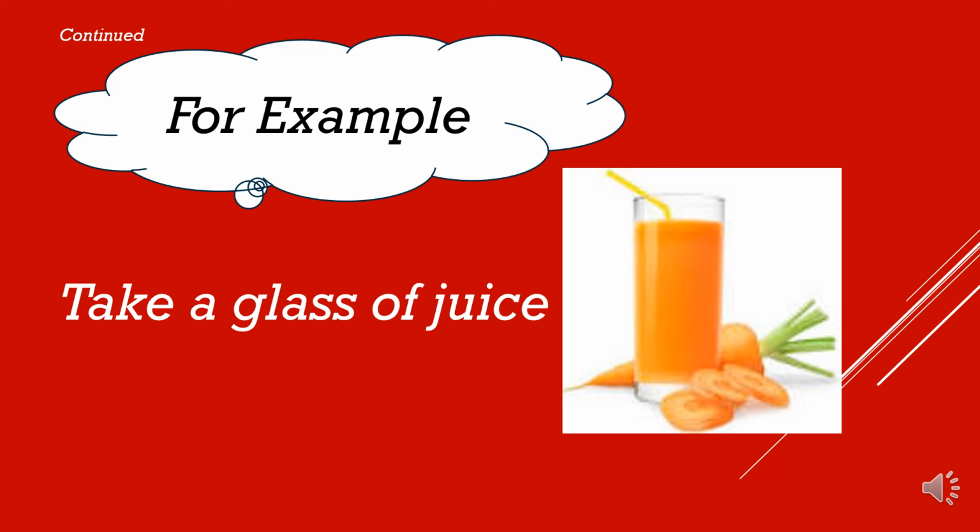We cannot write a or an with uncountable nouns. For example, we cannot write a juice. We can say a glass of juice because a glass is countable but juice is not. So we can say take a glass of juice. We can also say a mug of juice. So we cannot write a or an with uncountable nouns.